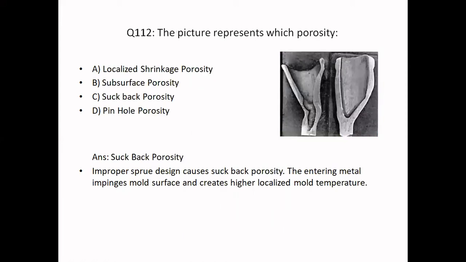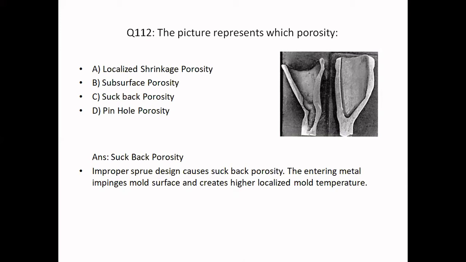Now the picture represents which type of porosity. Is it localized shrinkage porosity? Is it subsurface porosity? Is it suckback porosity, or is it pinhole porosity? Now we have to see the sprue design here. It is a narrow sprue design which we can see in the picture for both the casting defects.